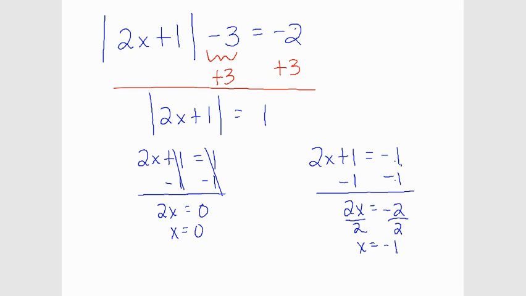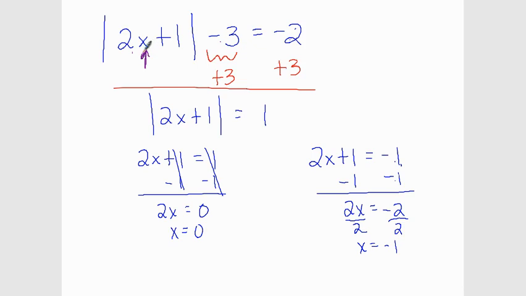Let's go ahead and plug that back into the original equation. So I'm plugging in x equals 0 here. 2 times 0 is 0. Plus 1, well, that'd be 1. The absolute value of 1 is 1. And then I get 1 minus 3 equals negative 2. So we're good.